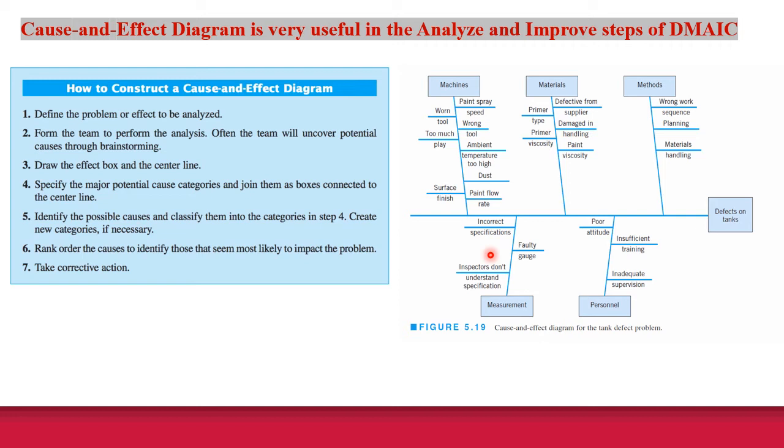And then once you lay this chart out, you want to rank the order of causes to identify those that seem likely to impact the problem, and then you want to take corrective action. You may list, okay, this is our number one problem right here, and maybe over here is our number two problem, and then you can start working on number one and start honing in on exactly how to fix this problem.